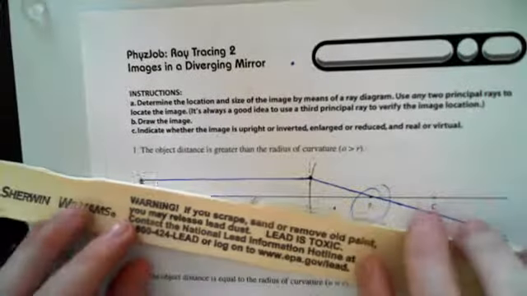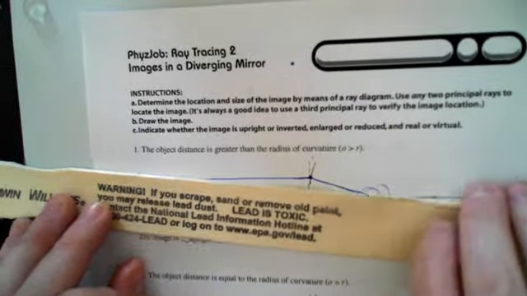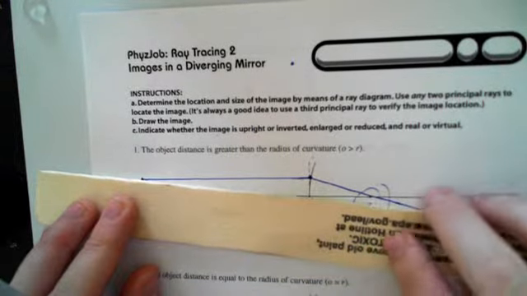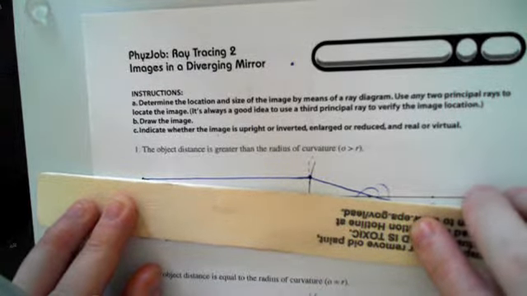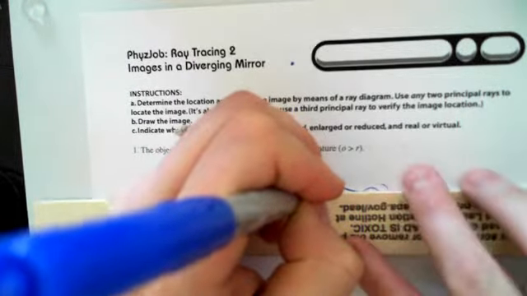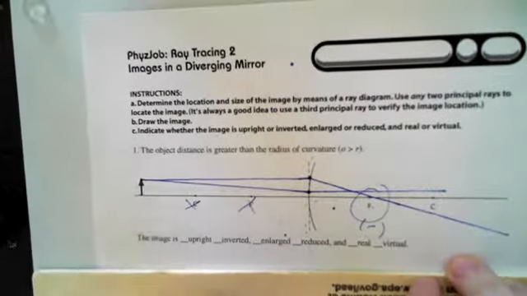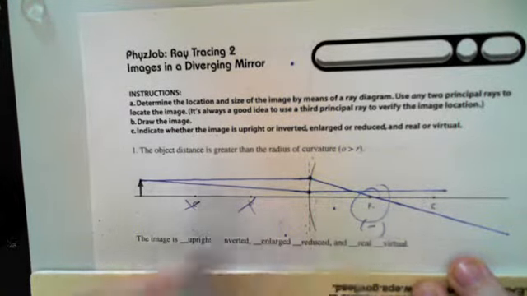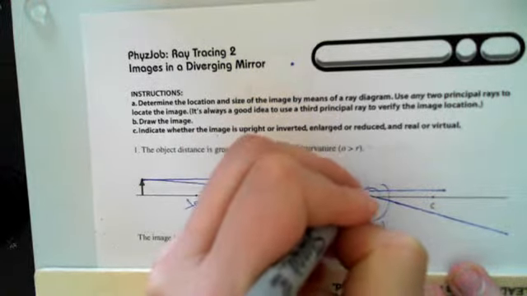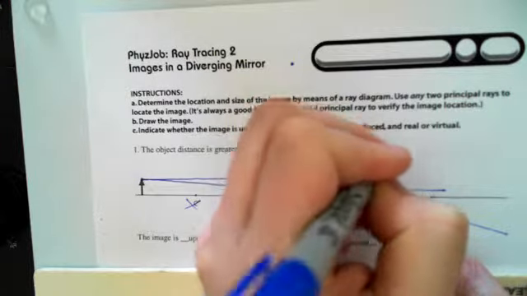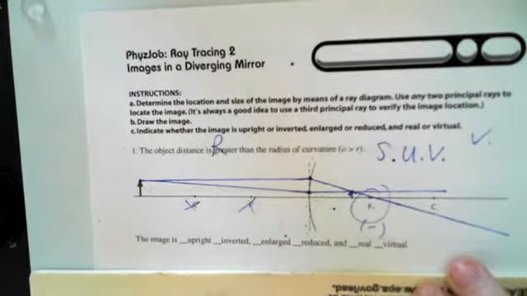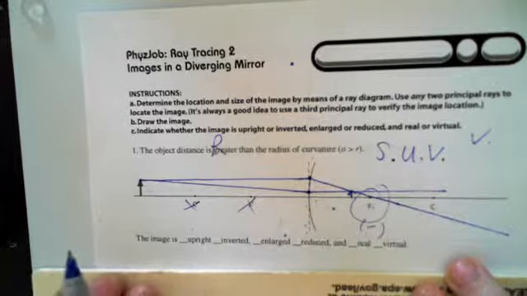Okay, and then this is a little bit tricky. You're going to go focus to parallel. To go focus to parallel, you're going to put your ruler and line it up with the focus over here, but the second you hit that mirror, you're going to go parallel, like that. See? So this was parallel to focus. This one is, pretend like you're going to the focus, focus to parallel. So you can see this little tiny image is going to be SUV, smaller, upright, and virtual. Remember, this is the real side for mirrors. This is the virtual side. Smaller, upright, and virtual.